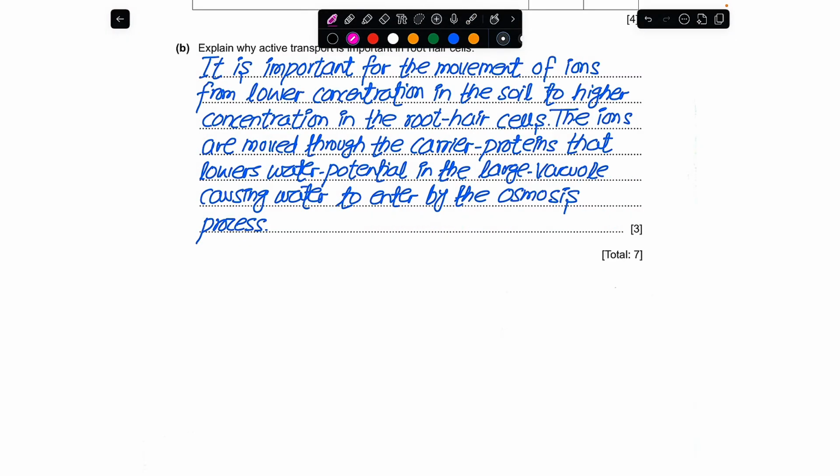I hope you have got an idea of how the past paper questions can appear from this topic of active transport.